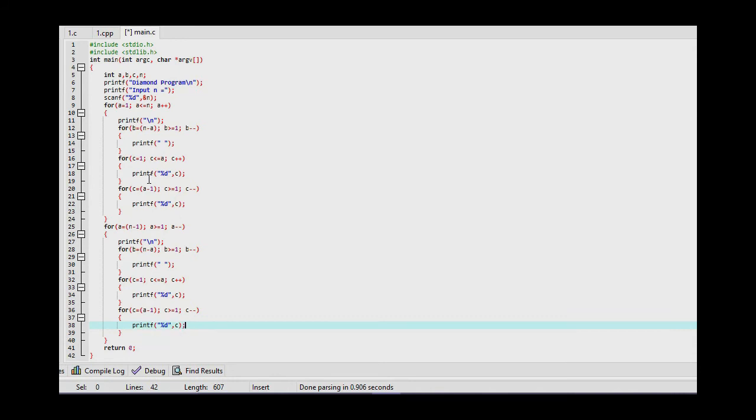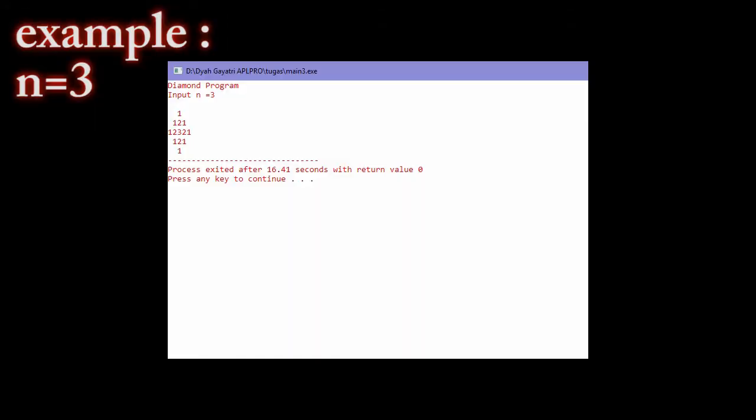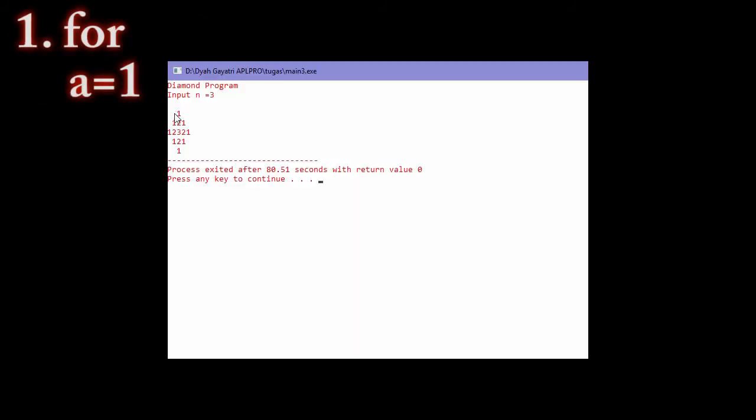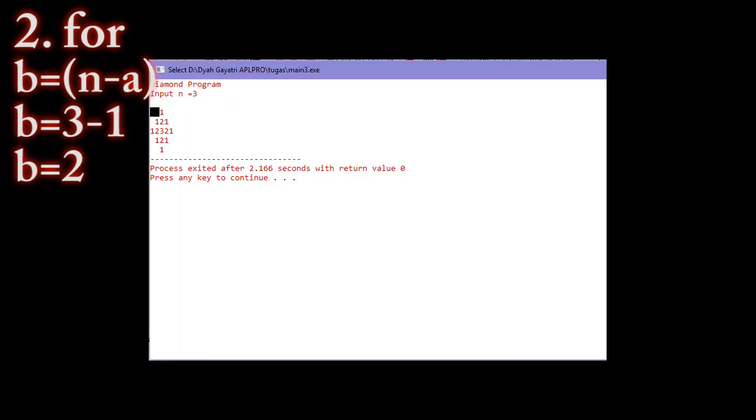Well, now we will explain how the program works. For example, the value of n is 3. There will be output as follows. On the first for, the value of a is 1. Then it will generate the answer because a is less than or equal to n. Because in the beginning the value of n is 3, the value of b is the result of 3 minus 1, so the result is 2. Then it will produce 2 spaces.